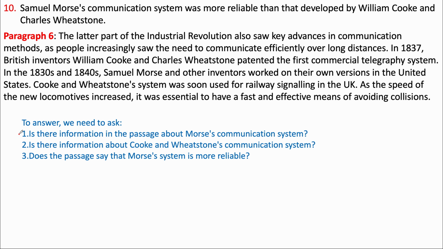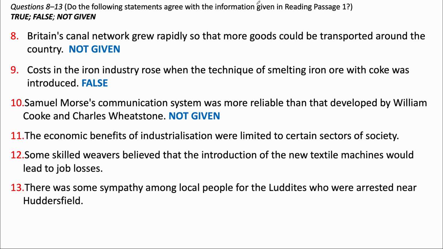There is information about communication systems by these people, but there is no information about whether one system was more dependable than the other. You might be tempted to think that Cook and Wheatstone's system was more reliable because it was used for railway signaling. But the passage does not say that this was the reason it was chosen. Because information about a part of the question is not given in the passage, the answer to the 10th question is not given. Moving on to the 11th question.